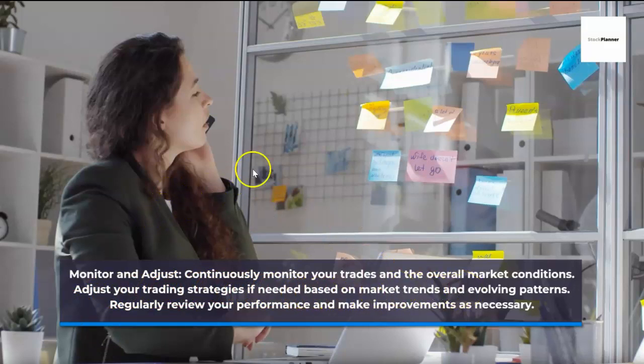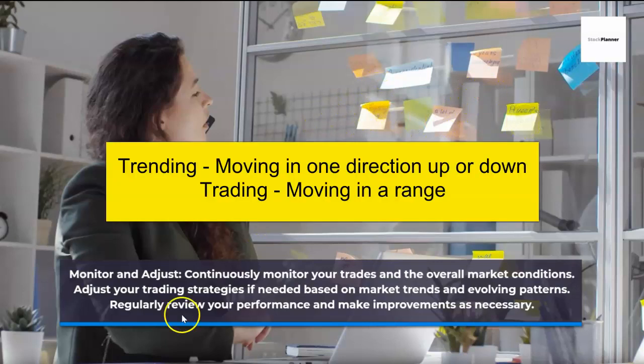If the market is just zooming up, you don't want to use an iron condor, where you're fixed at tops and bottoms. An iron condor is better when the market is not moving or is moving within a range. You've got to decide whether the market is trending or trading. Trading means within a range. Regularly review your performance and make improvements as necessary.